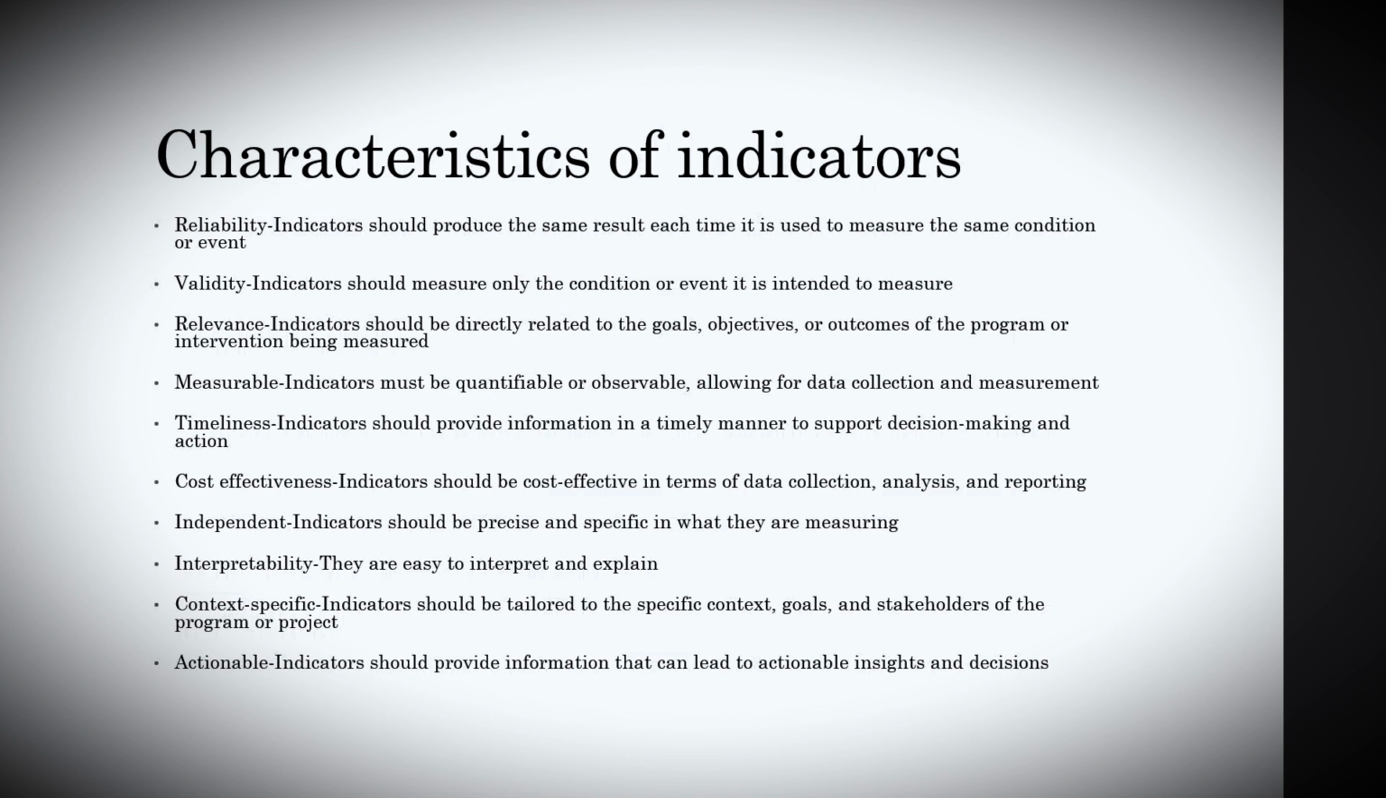Interpretability. Indicator must be easy to interpret and explain. Indicator must be context specific and it must be tailored to the specific context, goals, and stakeholders of the program or project. Actionable. Indicator must provide information that can lead to actionable insight and decisions.